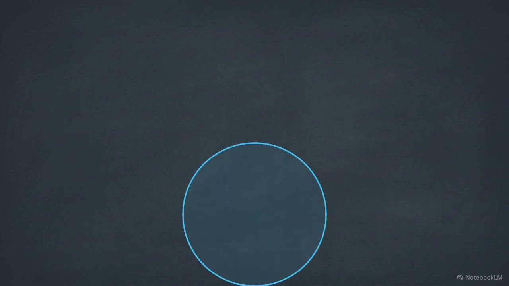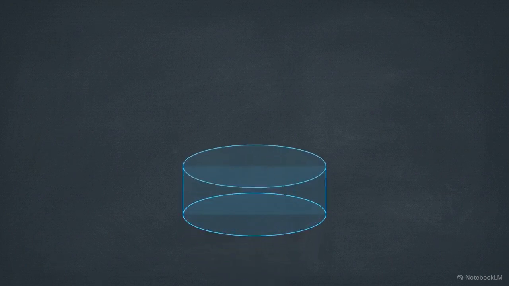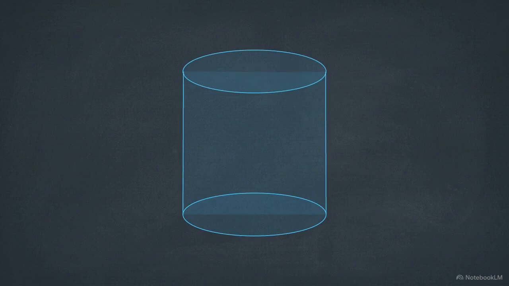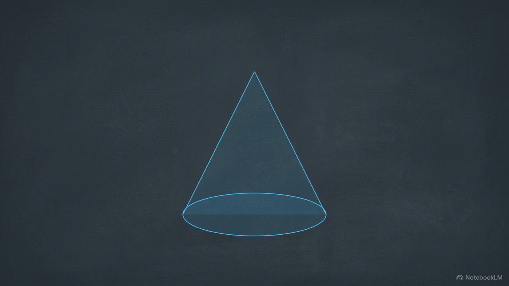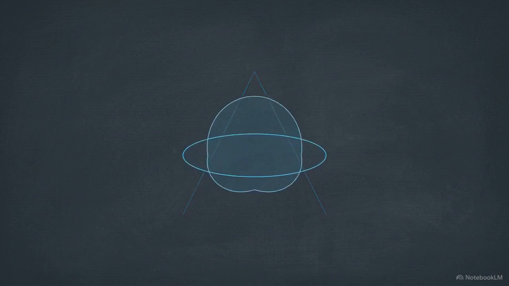Watch what happens to this simple 2D circle. If we pull it straight up, it becomes a cylinder. Pinch the top, it turns into a cone. Puff it out perfectly, and we have a sphere.